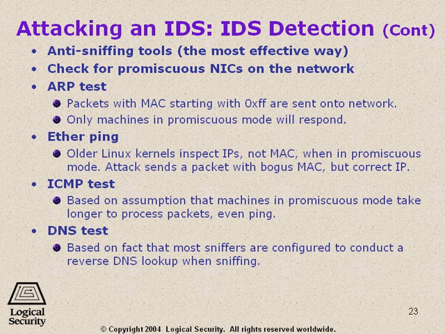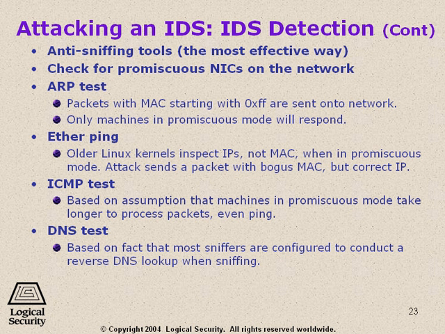EtherPing is an older test that works on an older premise: some older kernels inspect IPs, not MAC addresses when in promiscuous mode. This particular attack will send a correct IP address packet, but a bogus MAC address, to see what comes back. If something comes back, we can tell whether it's in promiscuous mode or not.